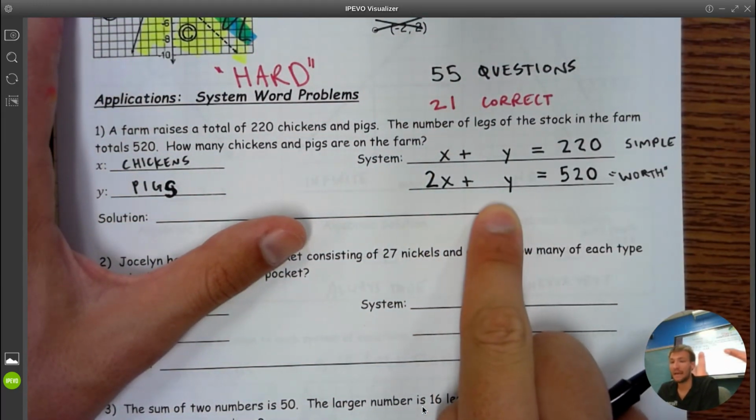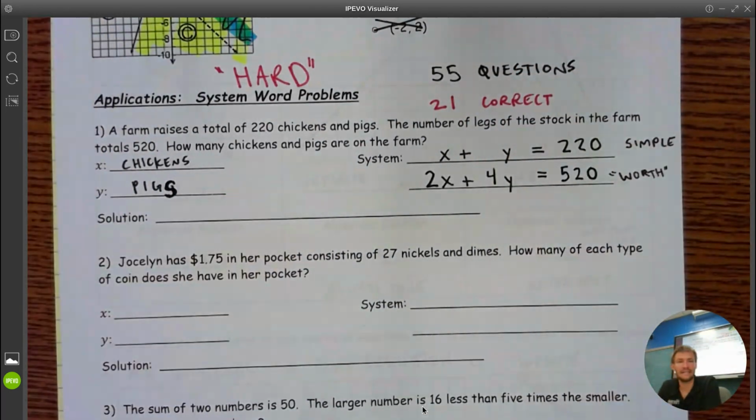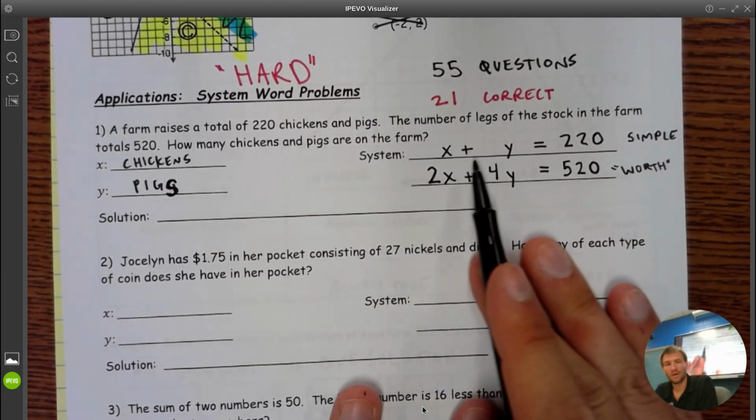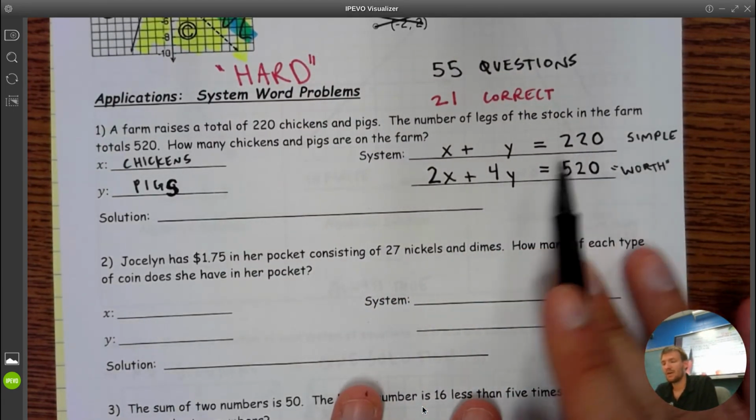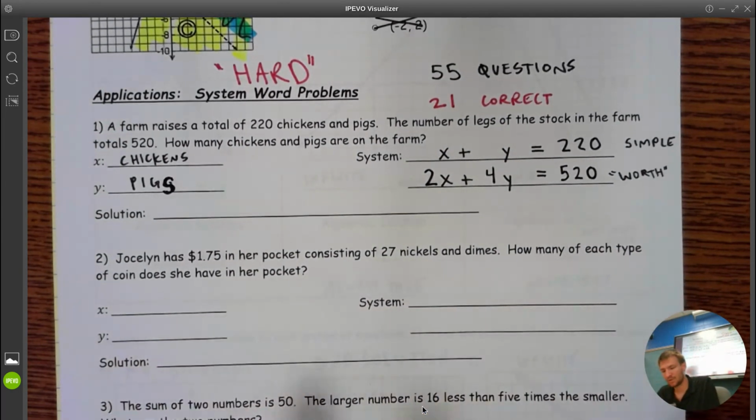And what about a pig? 4. I hope they all have 4 legs each. And that's it. We have it set up: 2 equations. One of them's nice and simple. One of them includes the worth. Now we'll see the next question has to do with money. I'm sure you remember me talking about a nickel is not half a dollar.